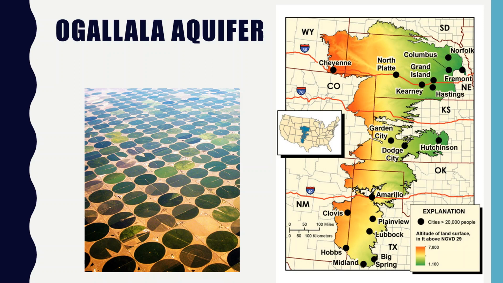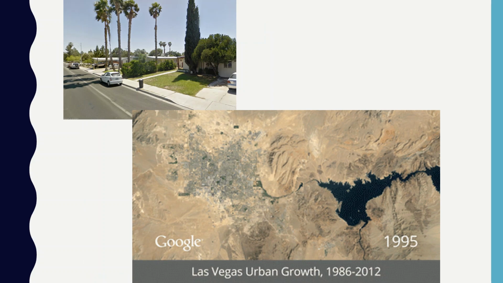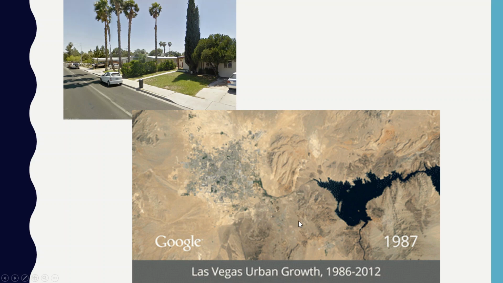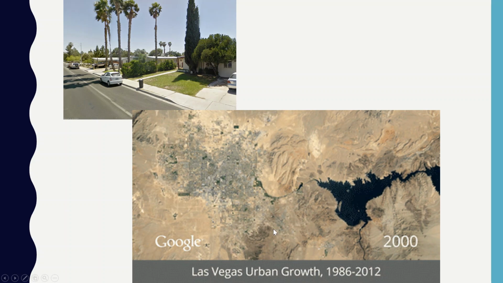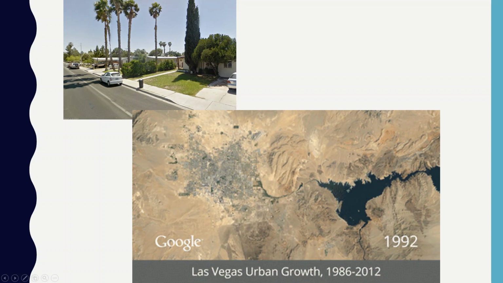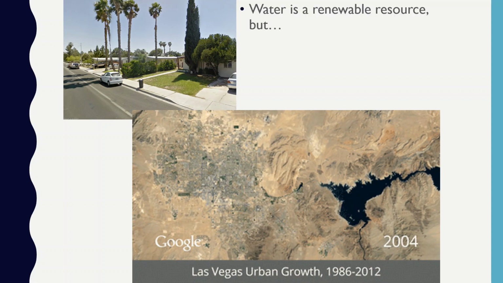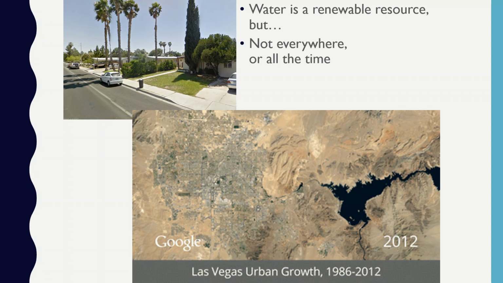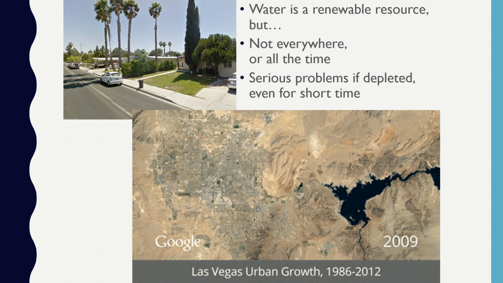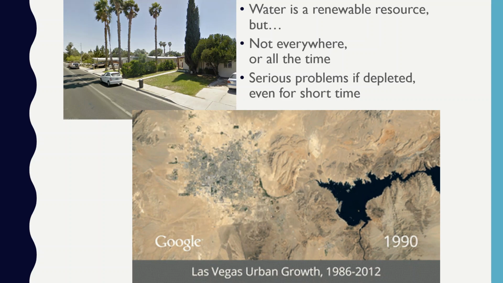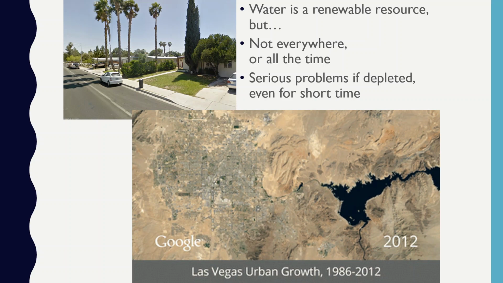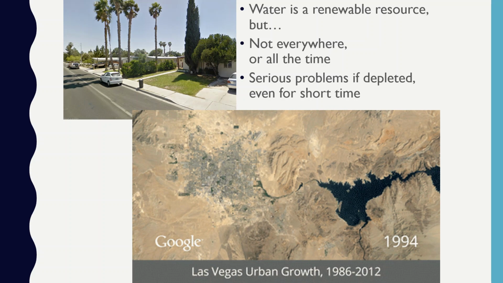And if you look at the growth of Las Vegas, you can see the water depleting in the time lapse, right? We really can profoundly affect bodies of water in relatively short periods of time. So water is a renewable resource, but not everywhere or all the time. And serious problems can happen even if depleted for a short time. So you can imagine how disturbing it would be to come into your house and turn on your faucet and not have any water, right? We kind of really take that for granted.